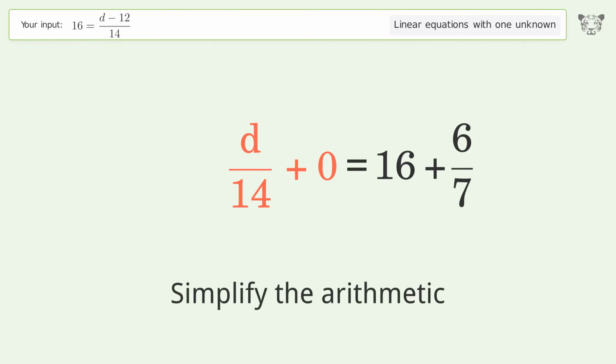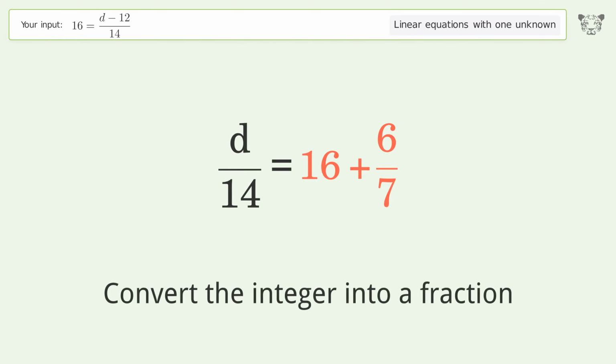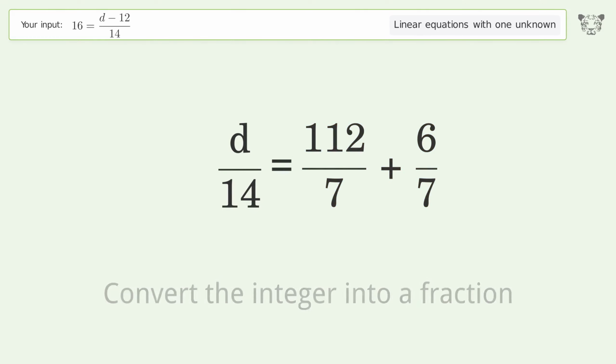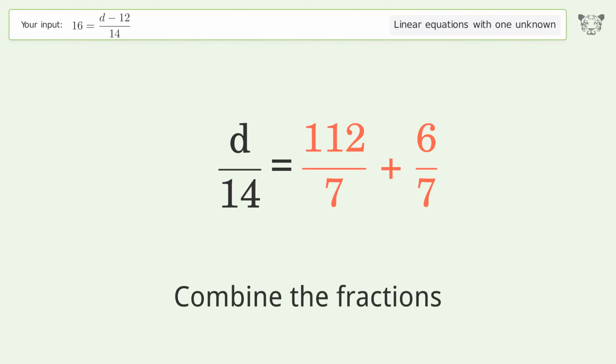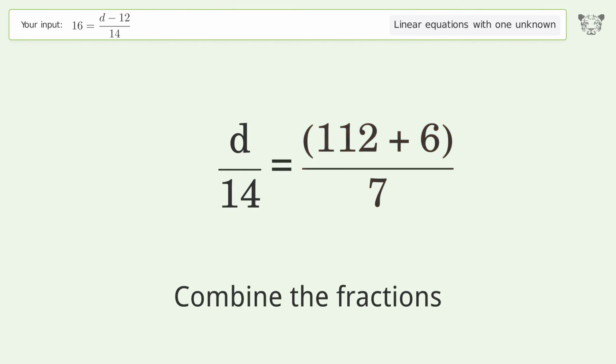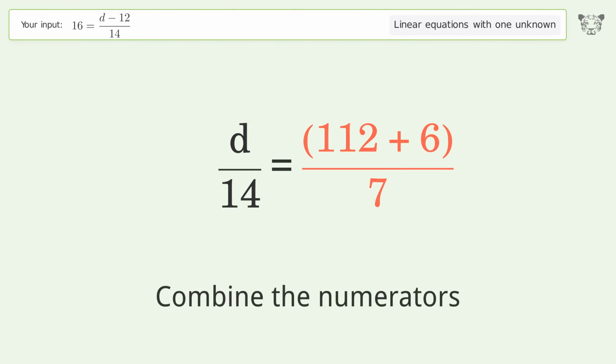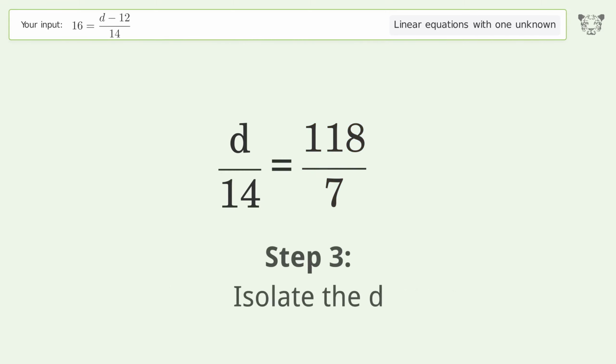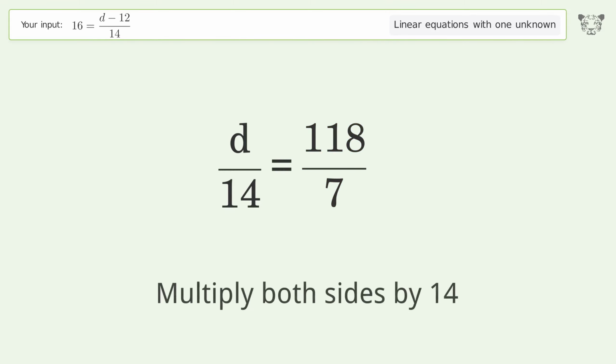Simplify the arithmetic. Convert the integer into a fraction. Combine the fractions. Combine the numerators. Isolate the d. Multiply both sides by 14.